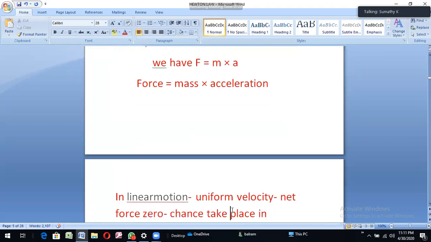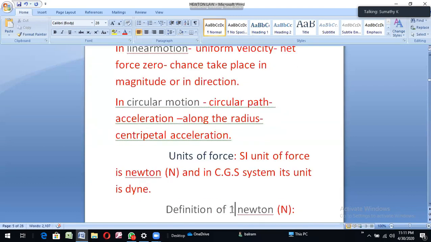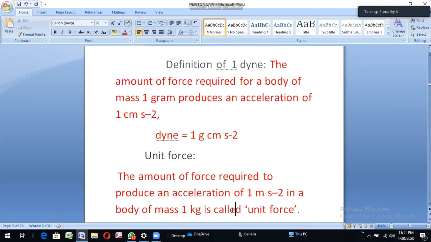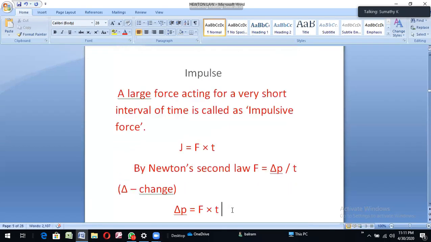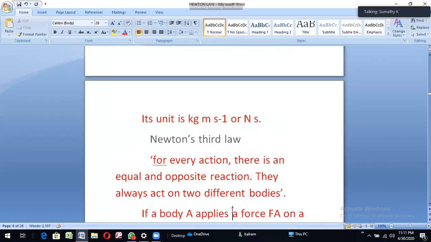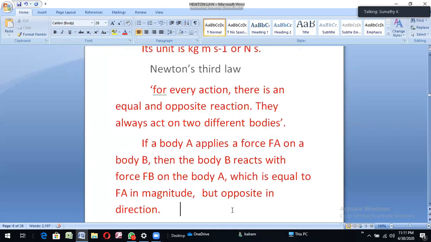And then we go to Newton's third law. What is Newton's third law? For every action there is an equal and opposite reaction. They always act on two different bodies.